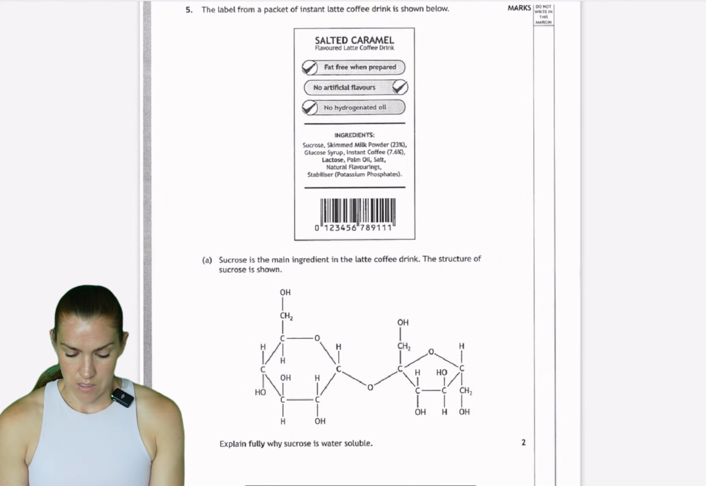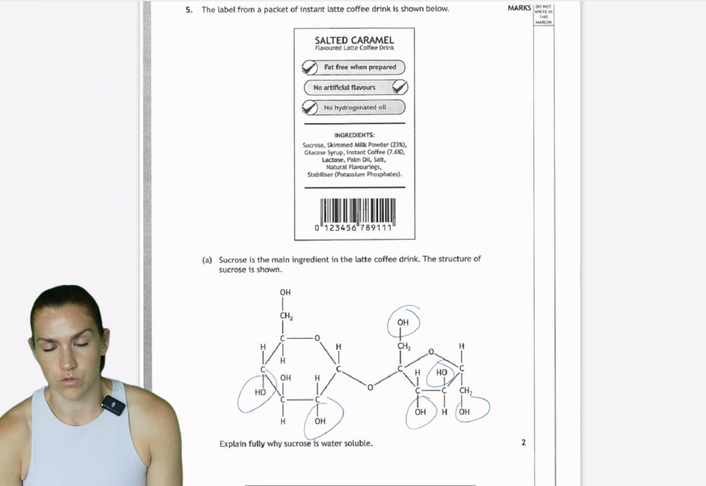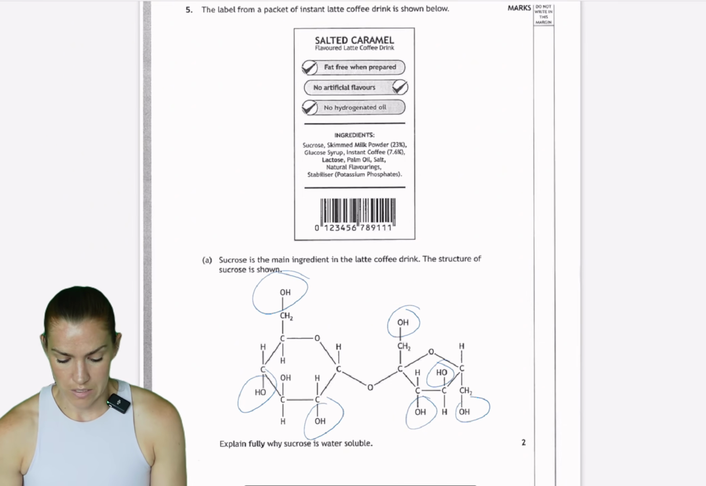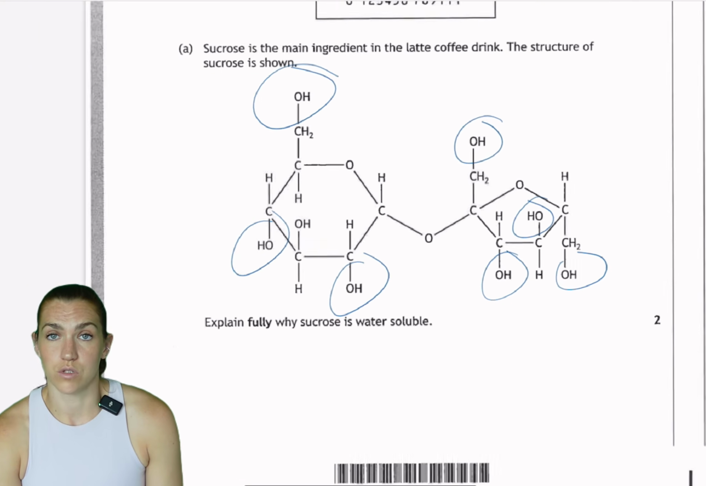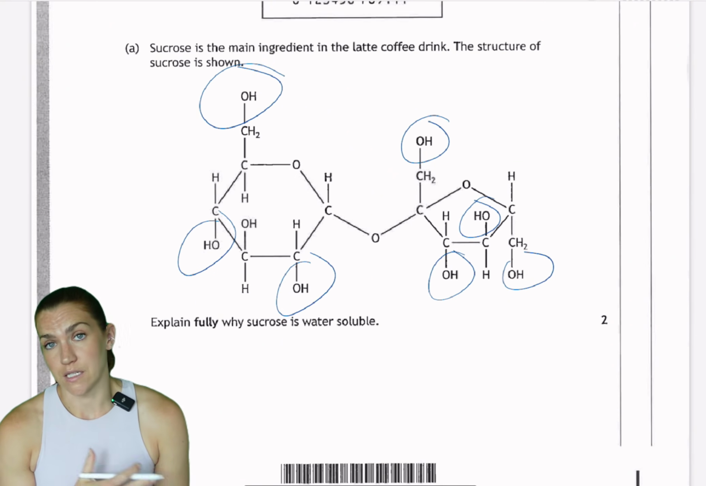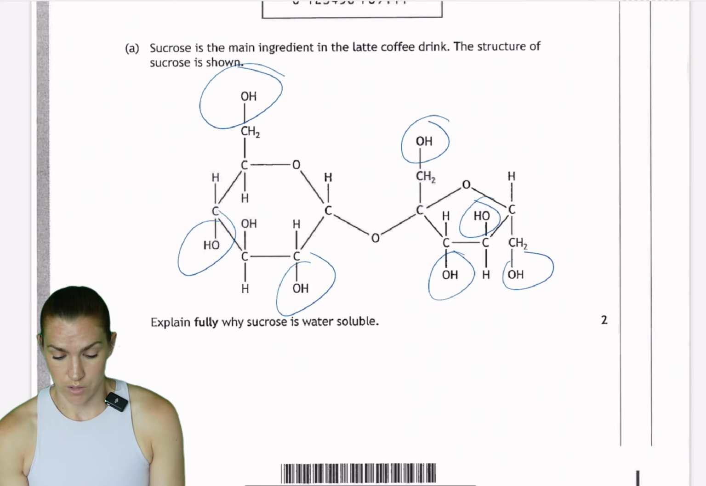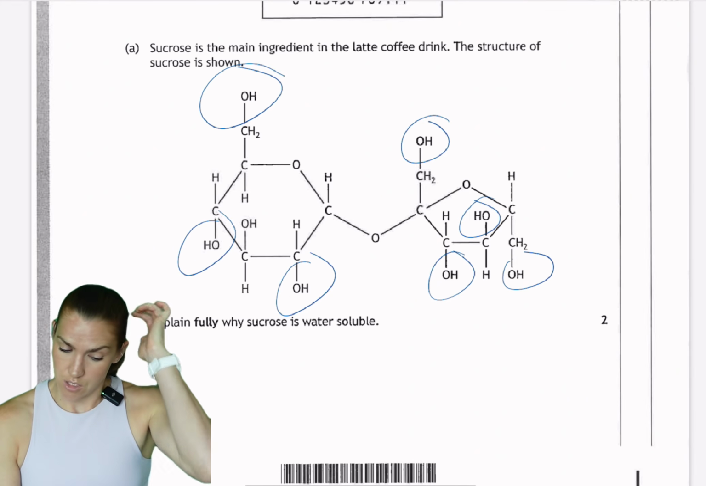So you should be able to see here that sucrose has got quite a few hydroxyl groups, and the hydroxyl groups will make the molecule polar. So due to the presence of hydroxyl groups, sucrose is a polar molecule. Water is also polar and like dissolves like. So because sucrose is polar, it will dissolve in polar water. So that's the sort of explanation you want to give here.